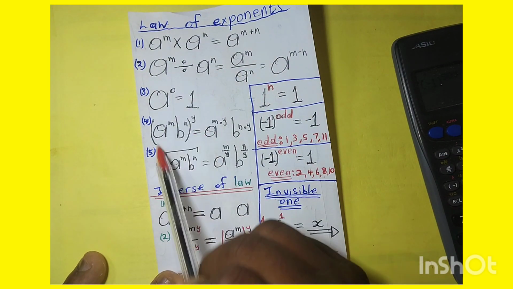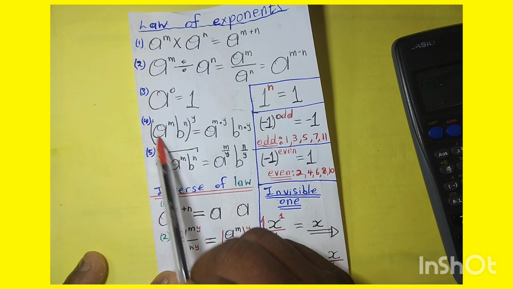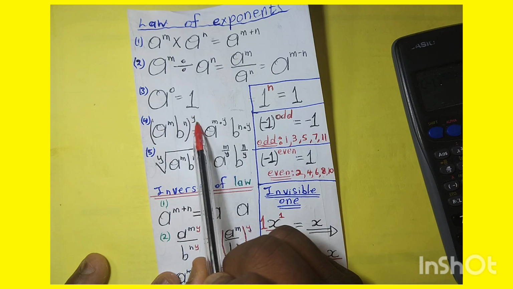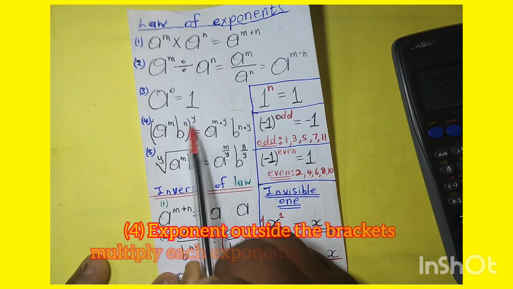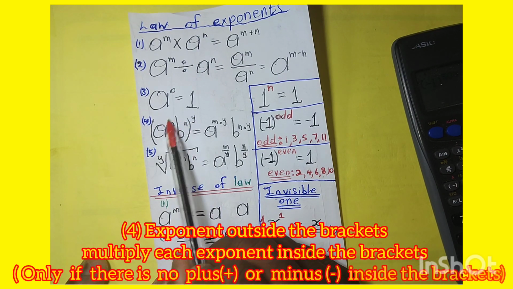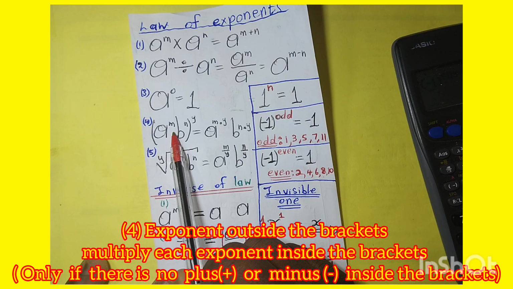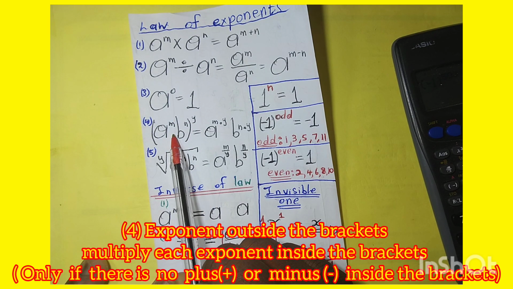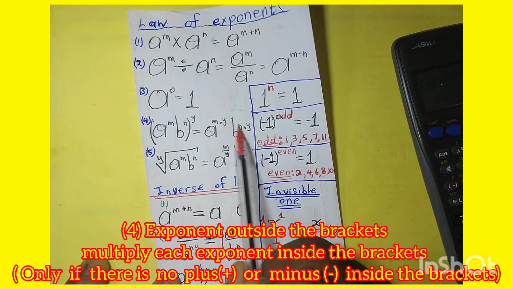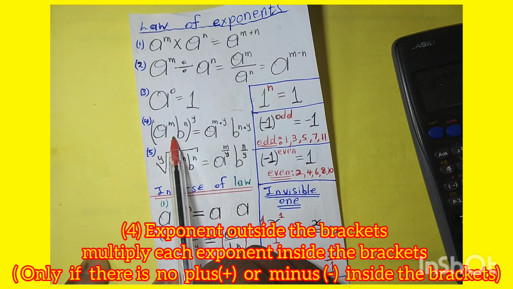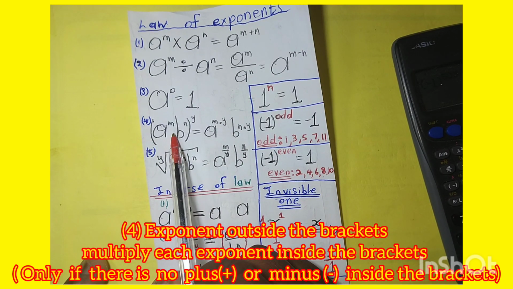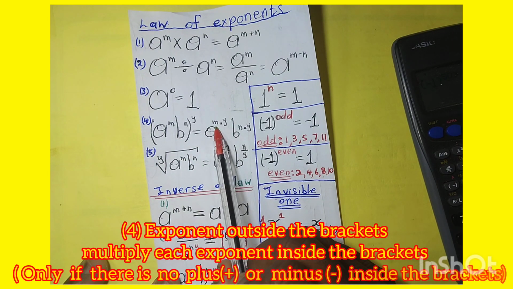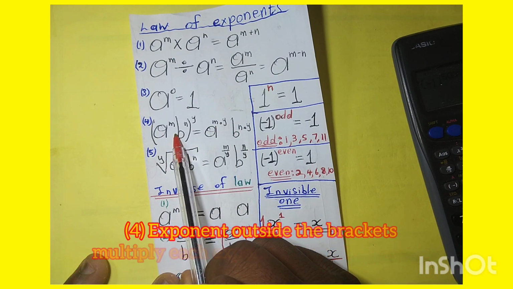Then when we come here, we also got these two laws, which say that any exponent outside the brackets will multiply each exponent inside the brackets. Exponent outside the bracket multiplies the exponent inside the brackets, like this. And this law you only apply if inside the brackets there is no plus or minus. If there is no plus or minus here, you can apply this law. But if there is plus or minus, you don't apply this law.